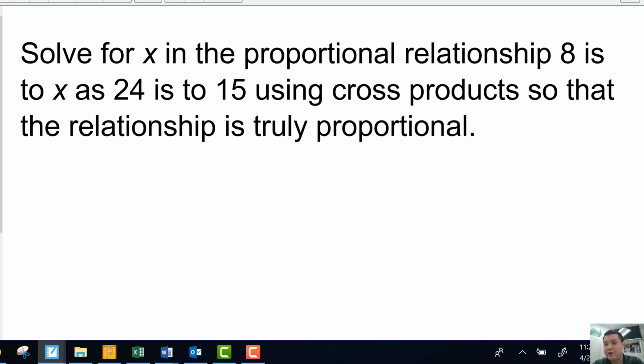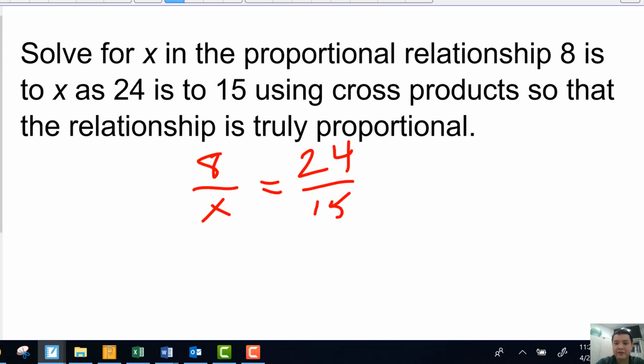Solve for x in the proportional relationship 8 is to x as 24 is to 15 using cross products, so the relationship is truly proportional. So we're going to set this up using the fraction way. It's currently written as the word array. So we have 8 is to x as 24 is to 15.